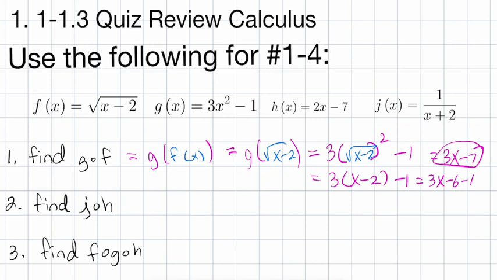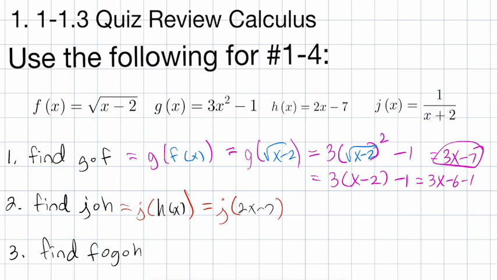Now let's take a look at number 2, j of h. We're going to take the j function and we're going to plug in h. So our h function is 2x minus 7. What I like to do is actually just put in 2x minus 7, then I don't have to think about what needs to go in there. So that's going to go into our j function. It's going to go right there.